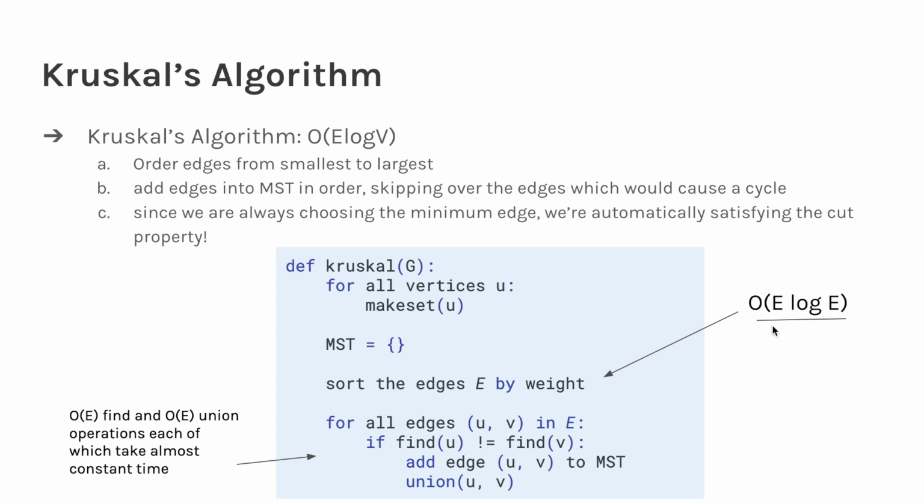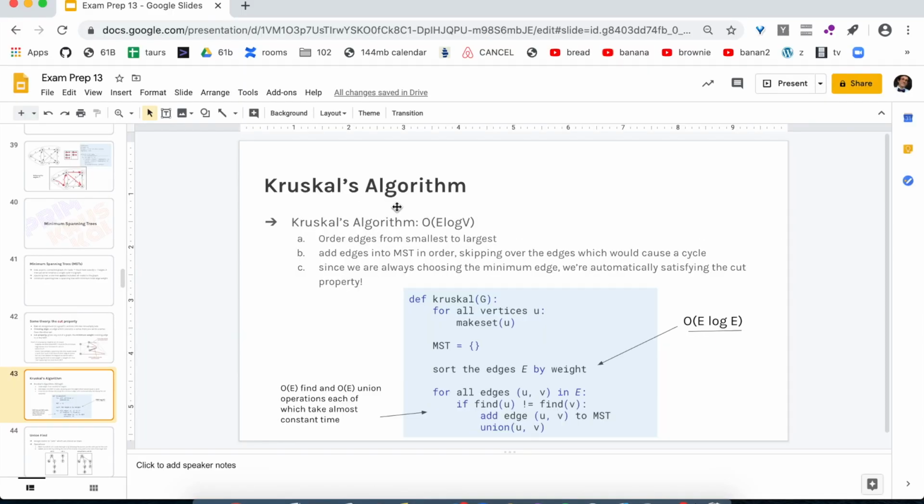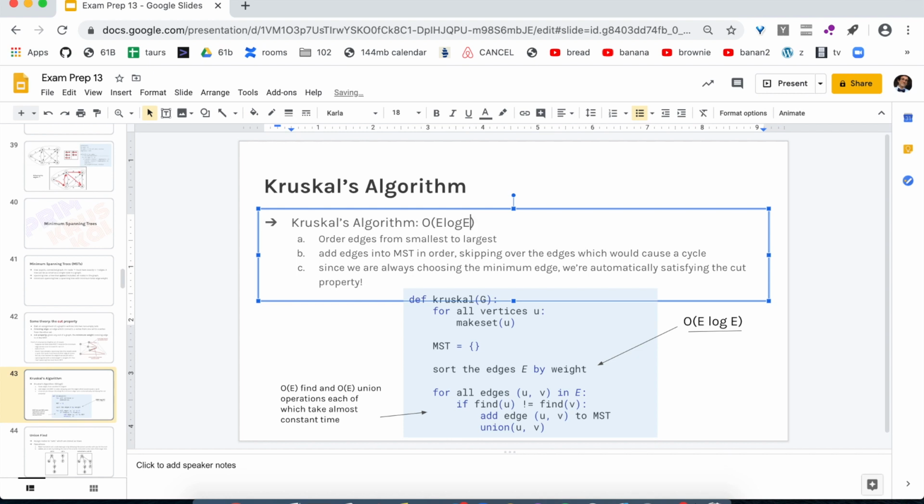The runtime of this is going to be E log E for sorting the edges. And then we're going to have E find and E union operations, each of which take essentially constant time. So the runtime is upper bounded by E log E. And let me edit this. It says E log E. We want E log.